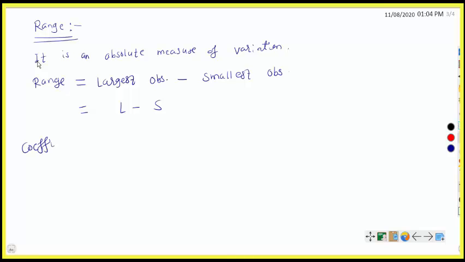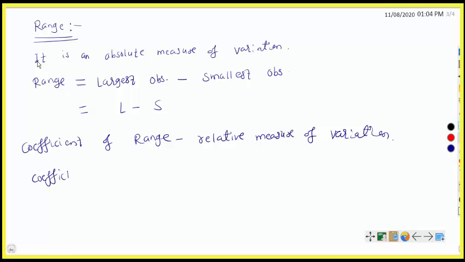Coefficient of range is a relative measure of variation, and it is given by coefficient of range is equal to L minus S divided by L plus S. L is largest, S is smallest: largest minus smallest divided by largest plus smallest.